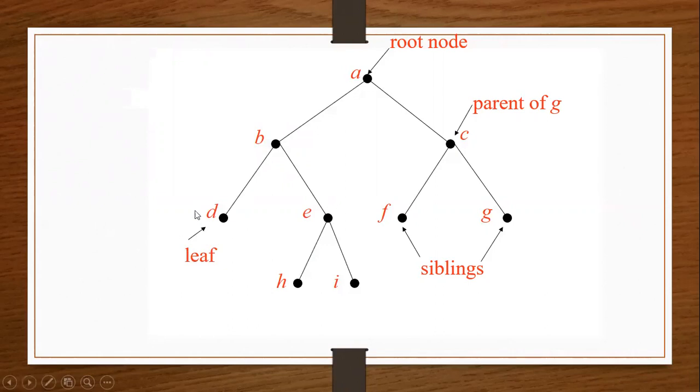Next we have D is the leaf. A vertex which does not have any children is the leaf, and a vertex which has children but is not the root is known as an internal vertex. So here B, C, E are the internal vertices.